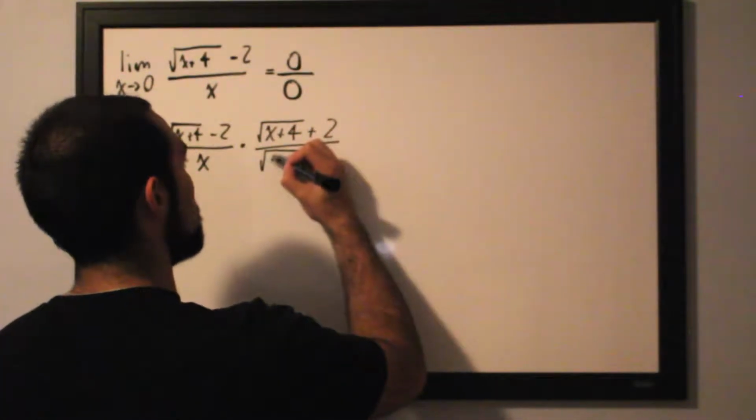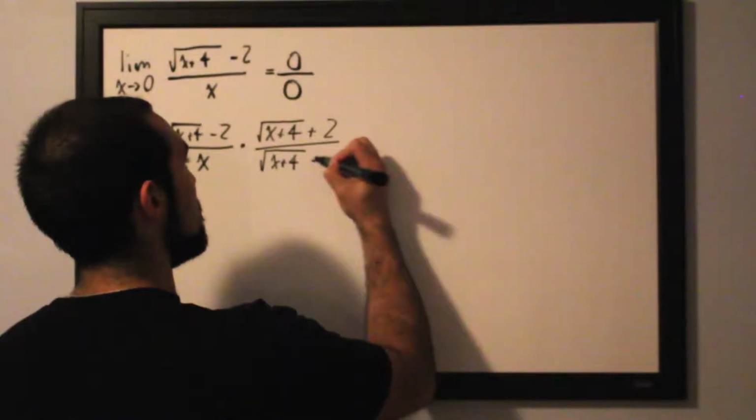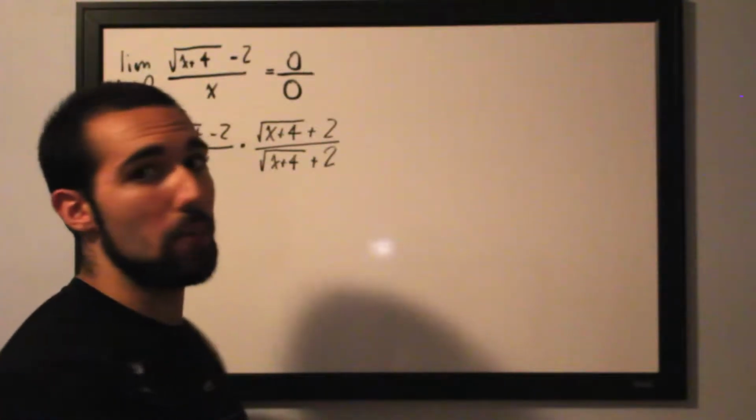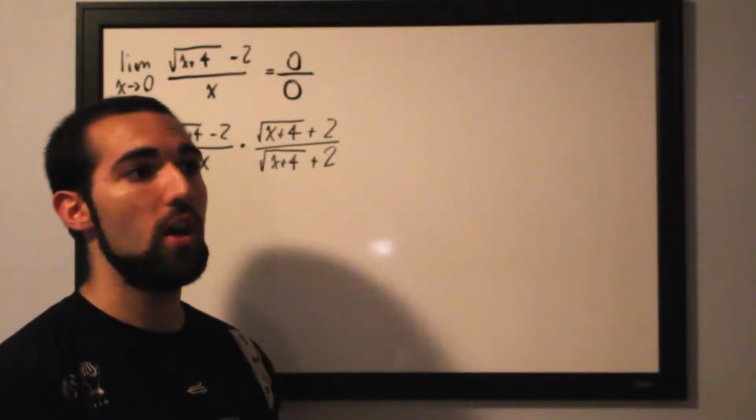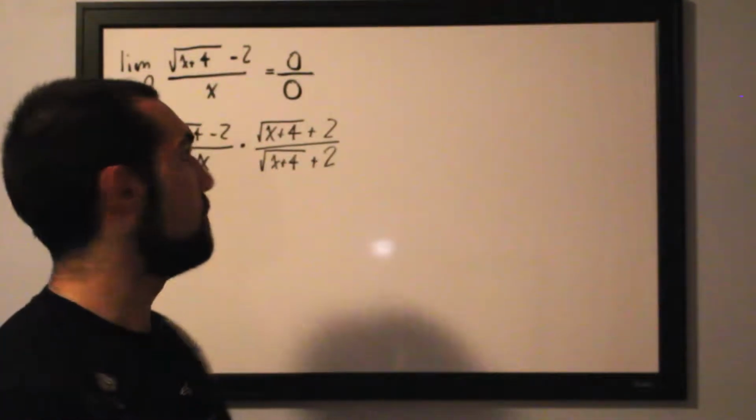Square root of x plus 4 plus 2. This is essentially multiplying by 1. We're not changing the value of the expression in any way whatsoever. We just want to change the form.